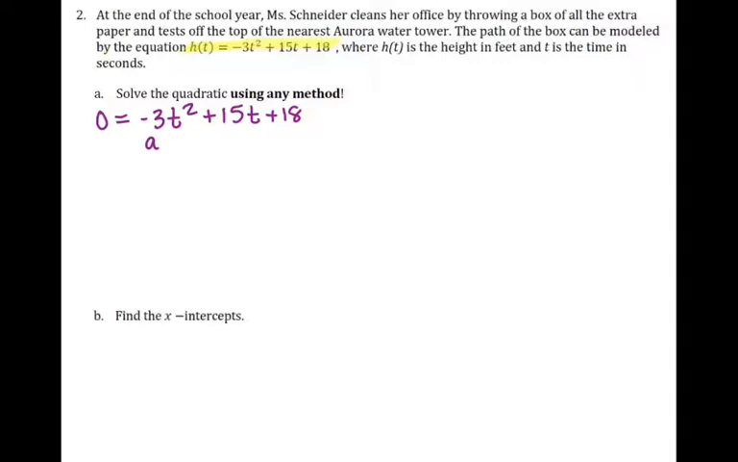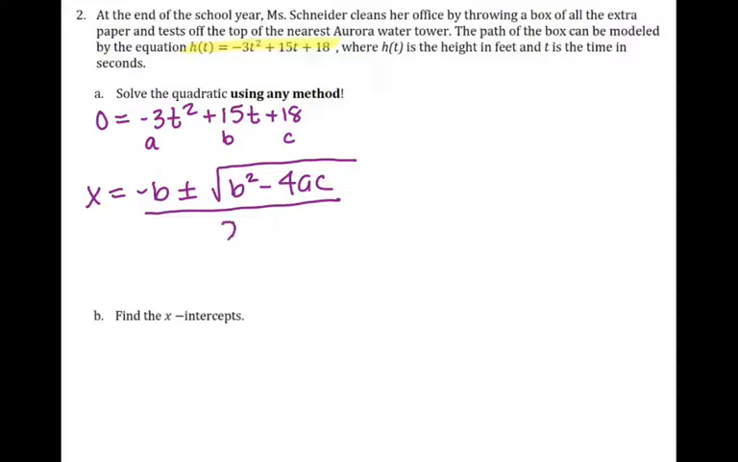So a is -3, b is +15, and c is 18. So the quadratic formula says -b plus or minus the square root of b squared minus 4ac, all over 2 times a. And I'm just going to go ahead and put my corresponding values in the correct spots.